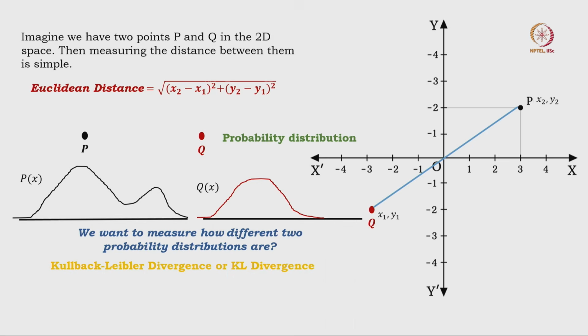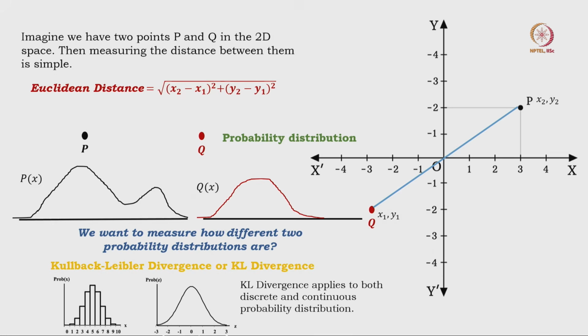Now when I say probability distribution, we can have either discrete or continuous. KL divergence can be applied if you want to measure 2 probability distributions. That probability distribution can be either a discrete distribution or a continuous distribution. So this is all the introduction on why we require KL divergence.